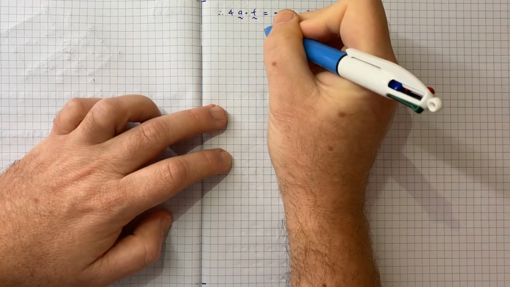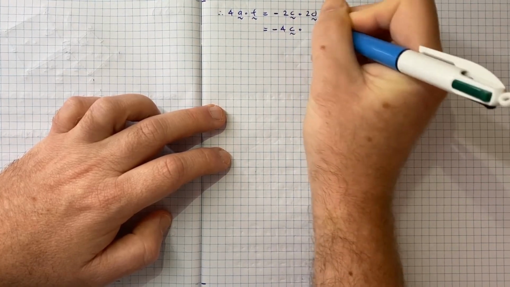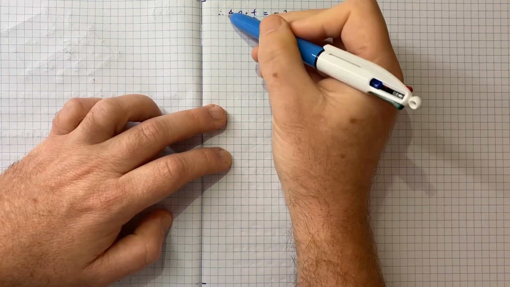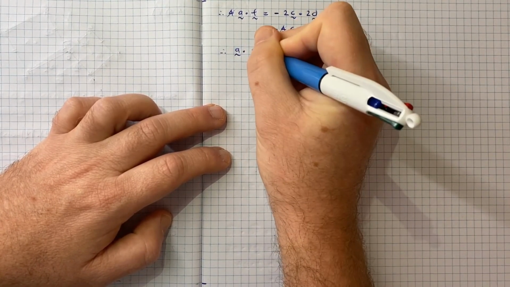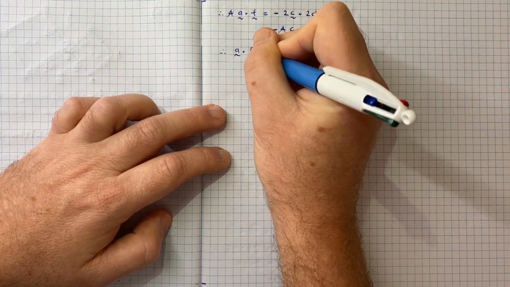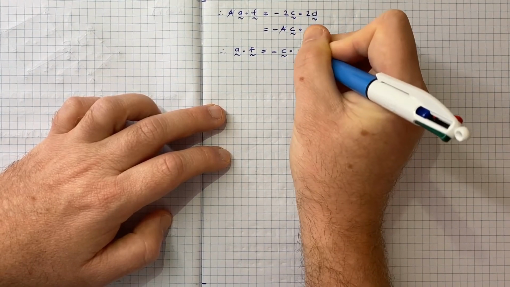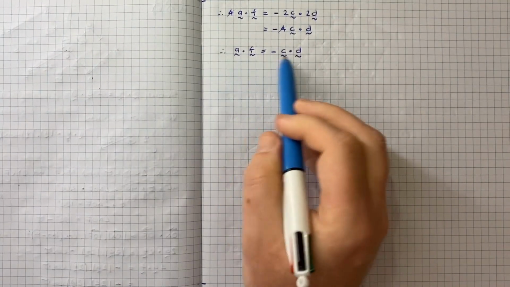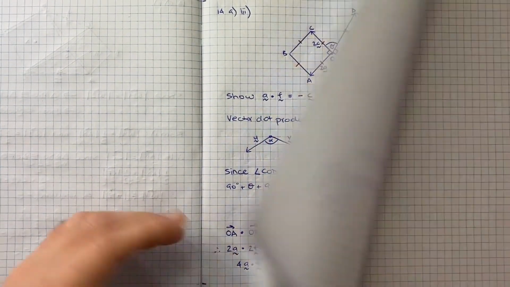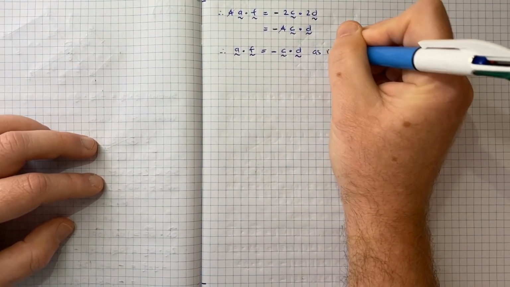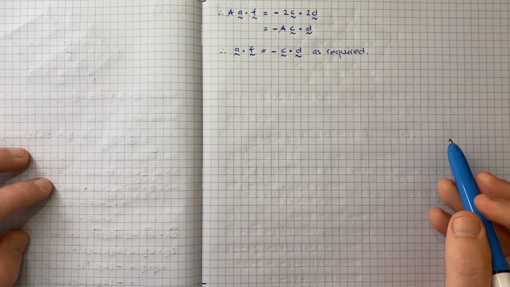And just like we did before, we can bring these 2's out, so that's going to be negative 4C vector dot product D vector. These 4's will cancel, and so therefore we can conclude that A vector dot product F vector is equal to negative C vector dot product D vector. And if we look at that, and if we look at what we were being asked to show, that is what we were being asked to show. So that is as required. Boom! All right, that's how you tackle that question.